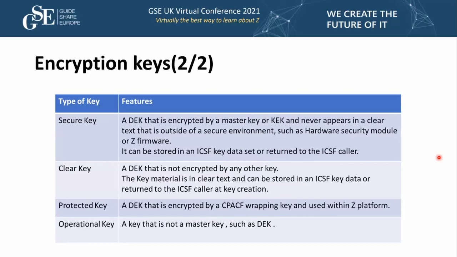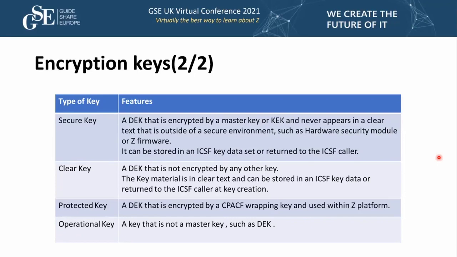Secure key is a data encrypting key that is encrypted by a master key or key encrypting key and never appears in clear text, that is, outside of secure environments such as a tamper responding hardware security module or Z firmware. Secure keys can be stored in an ICSF key dataset or returned to the ICSF caller. Clear key is a data encrypting key that is not encrypted by any other key. The key material is in clear text. Clear keys can be stored in an ICSF key dataset or returned to the ICSF caller at key creation.